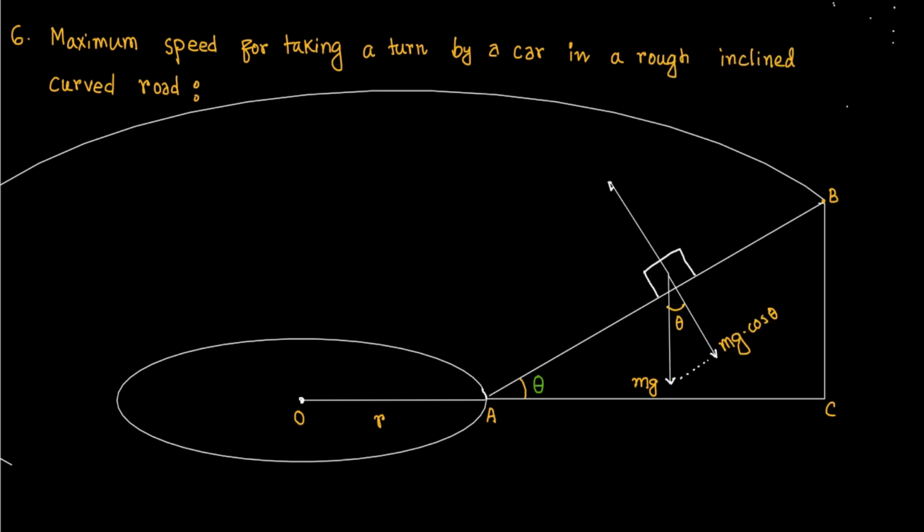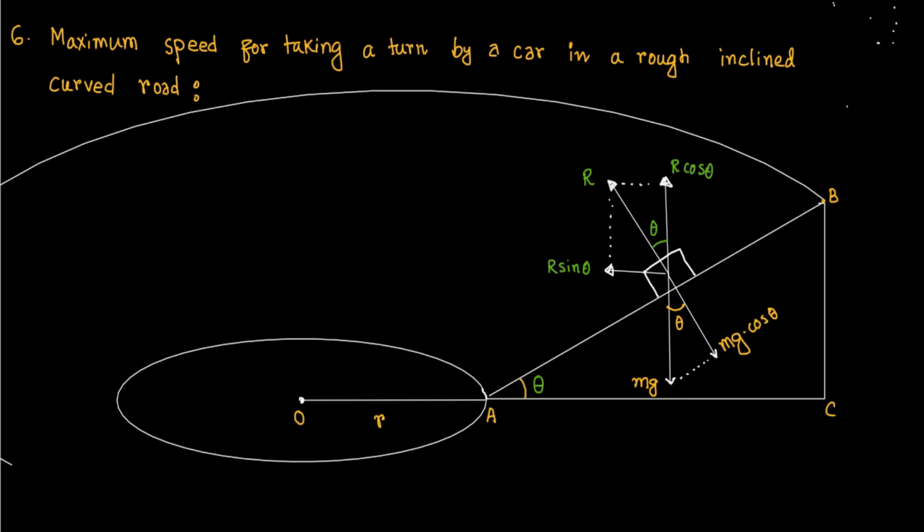We can denote normal reaction R and rectangular components of normal reaction. R is the normal reaction which acts in the opposite direction of mg cos theta, and R cos theta is the rectangular component of normal reaction R, and this is another rectangular component of R, that is R sin theta, which acts towards the left parallel to the horizontal direction.